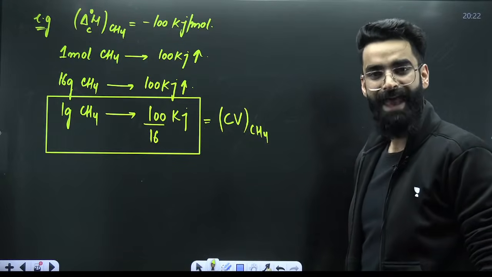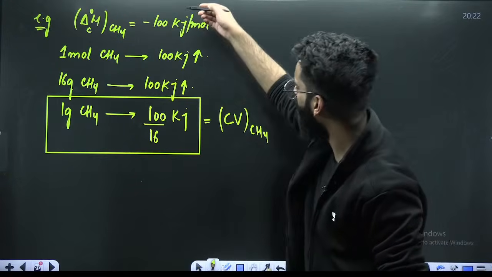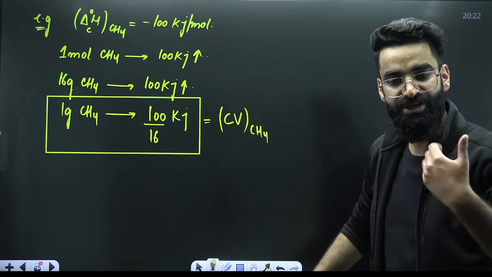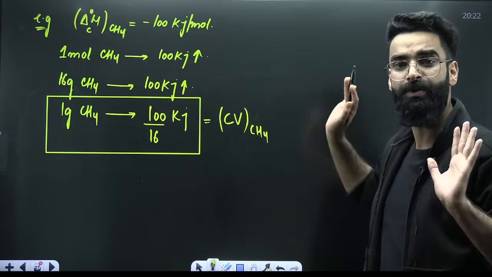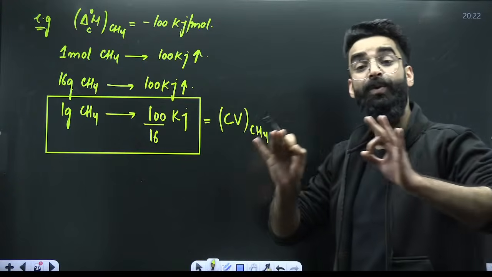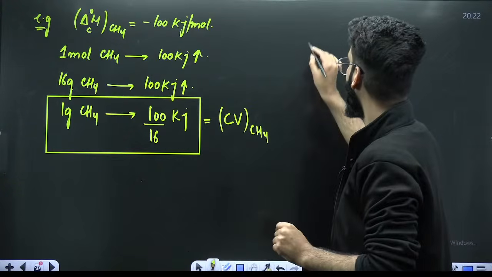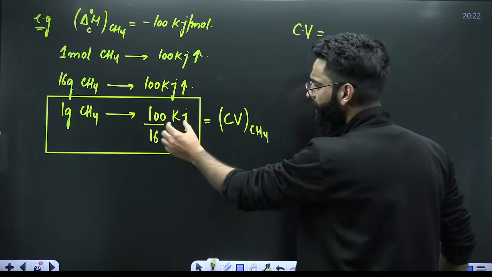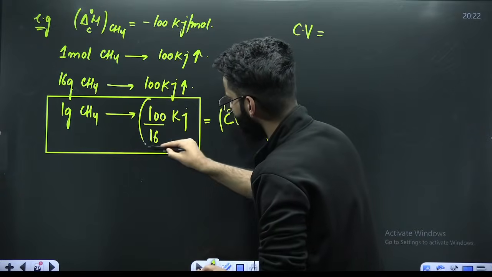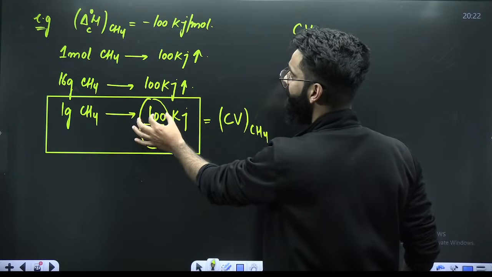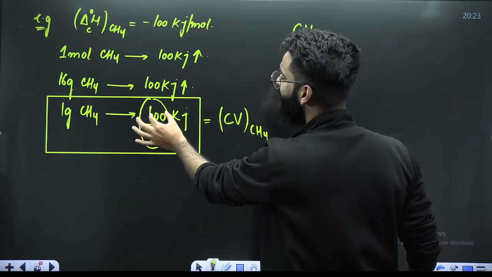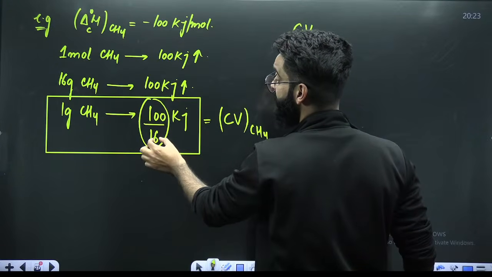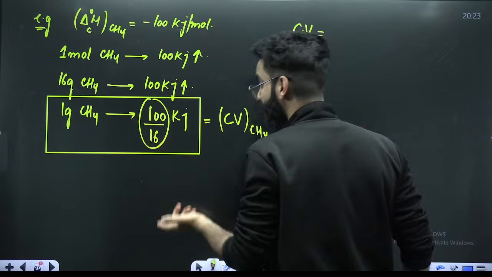Okay. Now guys, do we have to do all the process every time? No. Why did I do it? Just to get you a direct formula. This is basically a calorific value, the calorific value of methane. What was 100? 100 was the magnitude of enthalpy of combustion of methane. What was 16? 16 was the molar mass of methane.